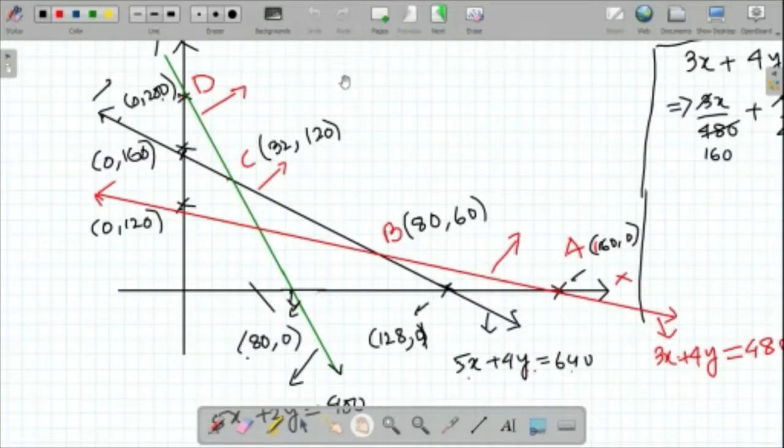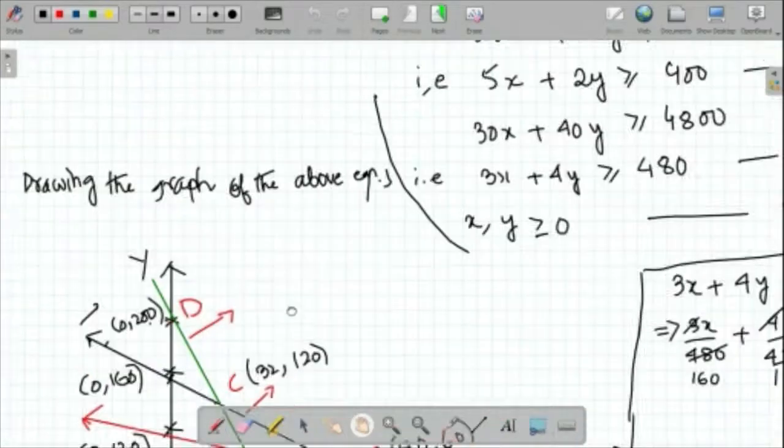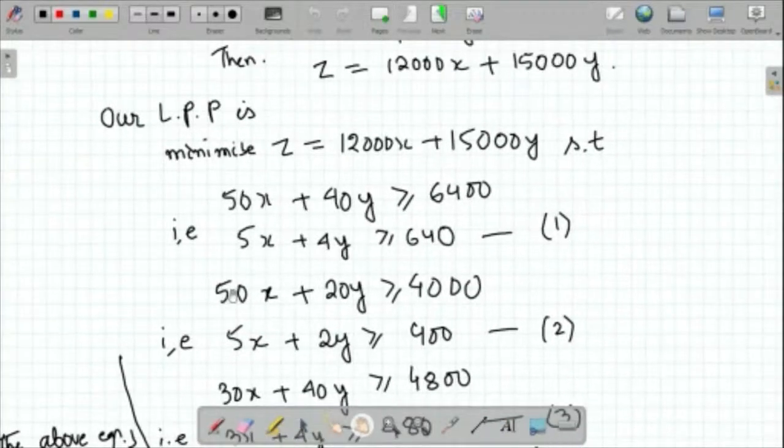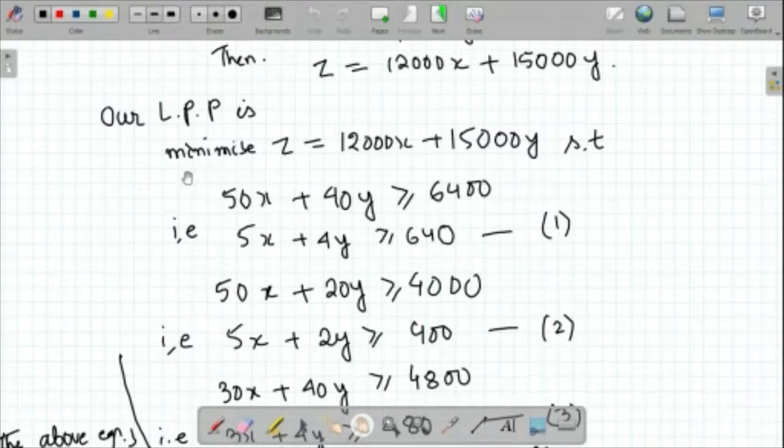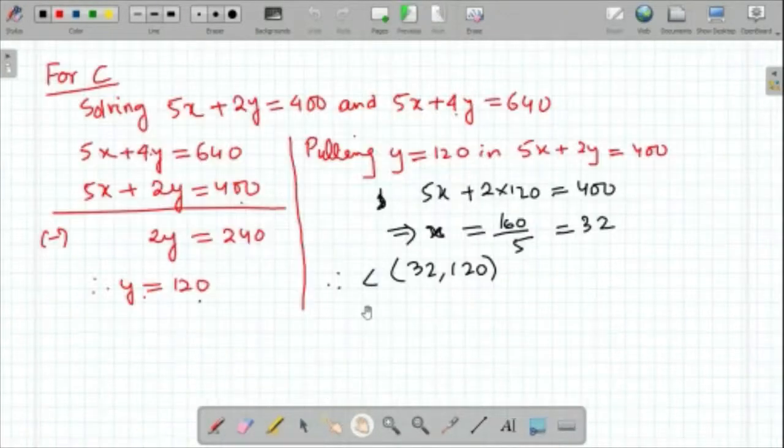Now after that, all we have to look at is here. Lastly we have to look at this value of z, 12,000x plus 15,000y, which we have to minimize.